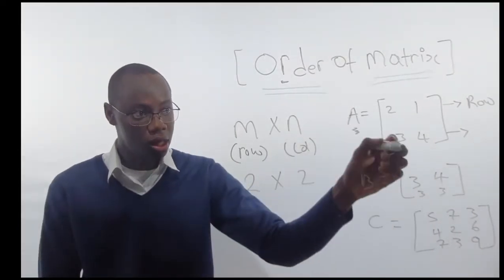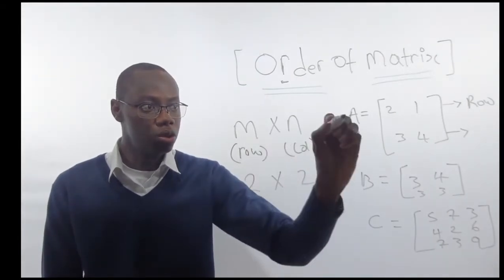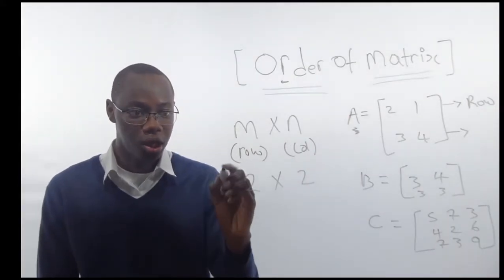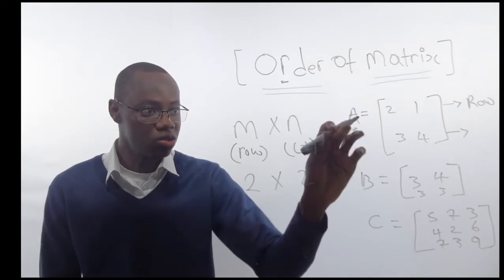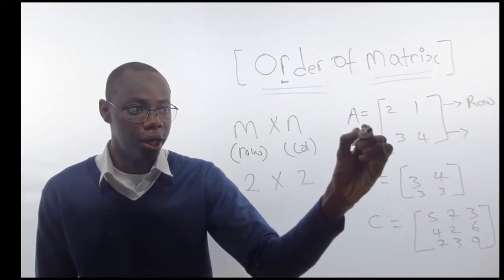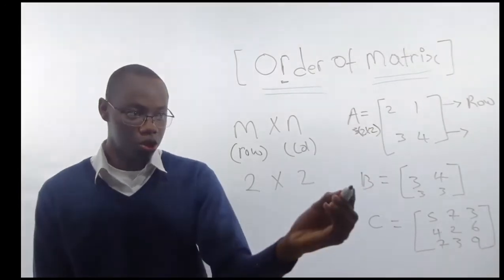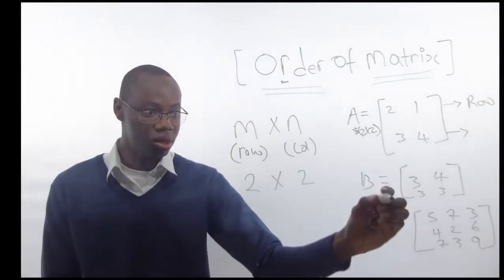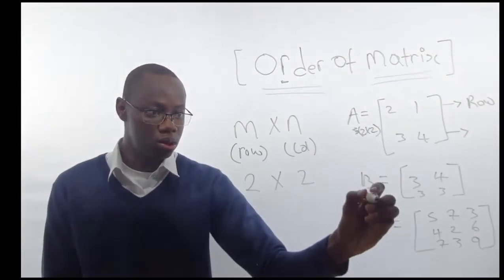The column is the vertical and the row is the horizontal. So don't forget that. So matrix A, you can just write it under here at the base, and you can say 2 by 2. Very simple. I'm sure you can do this by yourself. It's exactly the same thing. Another 2 by 2. So 2 by 2.